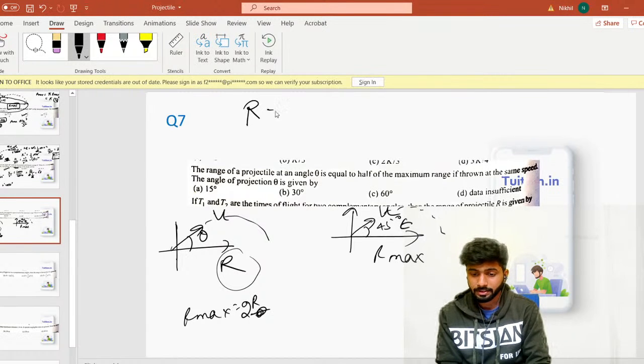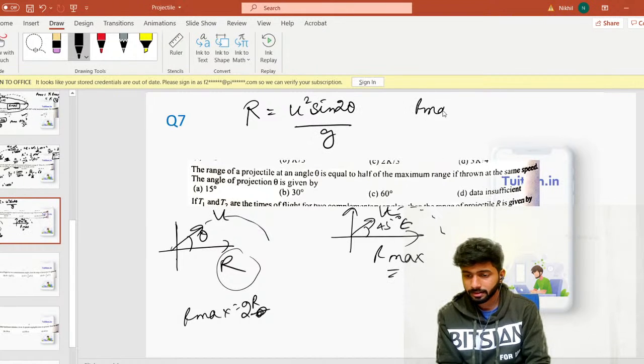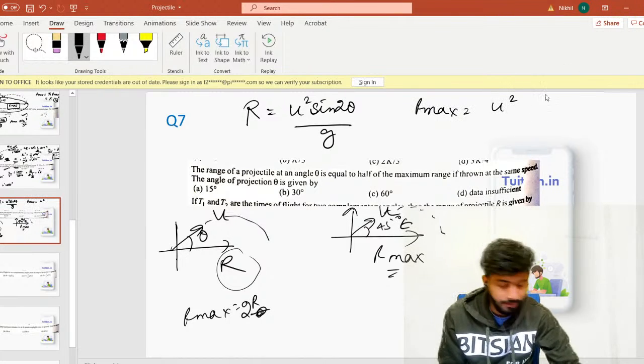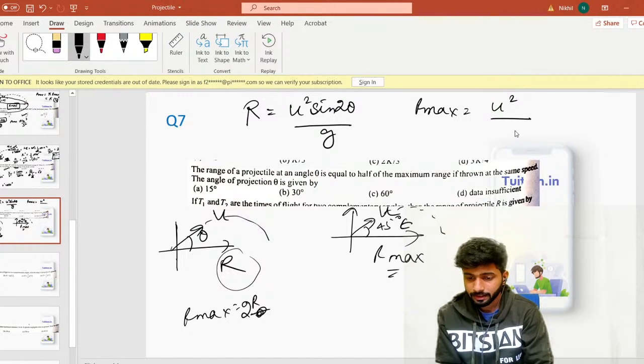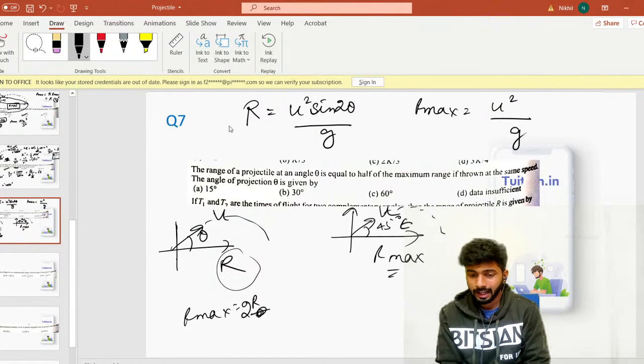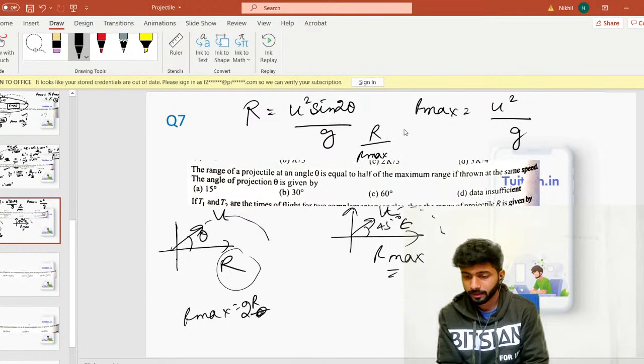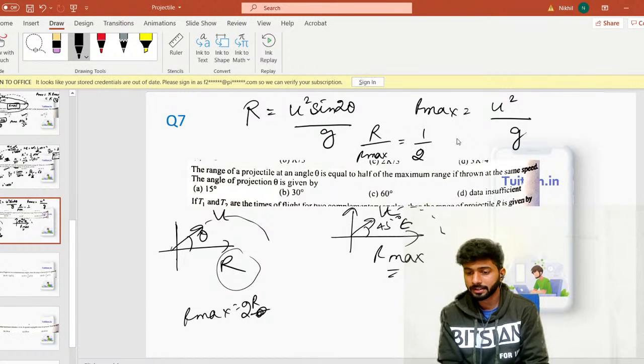So you have range is equal to u square sine 2 theta by g, and here your R max is u square sine 2 into 45, which is sine 90, by g, right? And it's also given that R by R max is half.